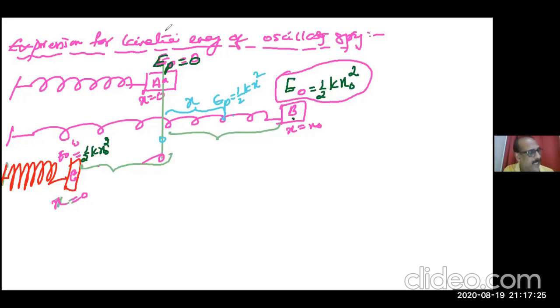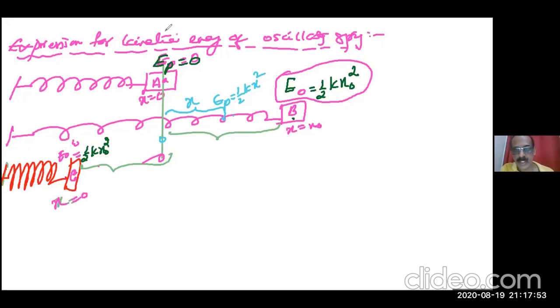Okay, once again from the beginning. Let us consider a spring oscillating on a frictionless surface within the limits B and C with respect to mean position A. Then potential energy of the spring when it is stretched to a maximum displacement x naught is E naught is equal to half k x naught squared. We have finished up to there. Next line.